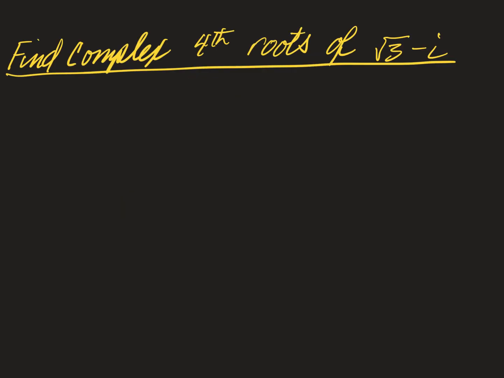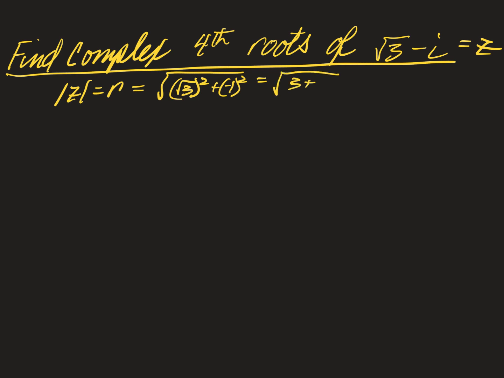Okay, so let's find the complex fourth roots of the square root of 3 minus I. So the first thing I'm going to do is I want to get the polar form of this. So I'm going to write what the modulus of z is, this is z right here. So that's r equal the square root of the square root of 3 squared plus a negative 1 squared, which is equal to the square root of 3 plus 1, which is square root of 4, which is 2, okay?